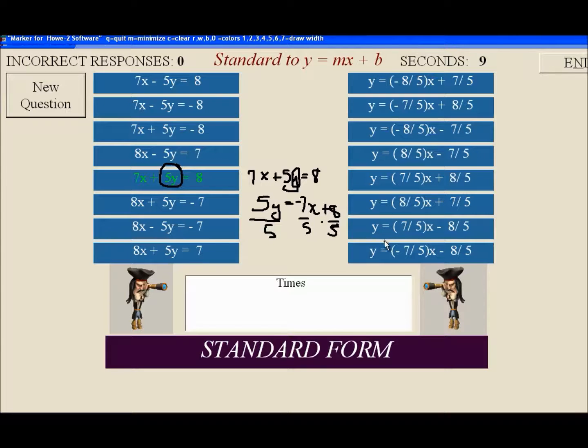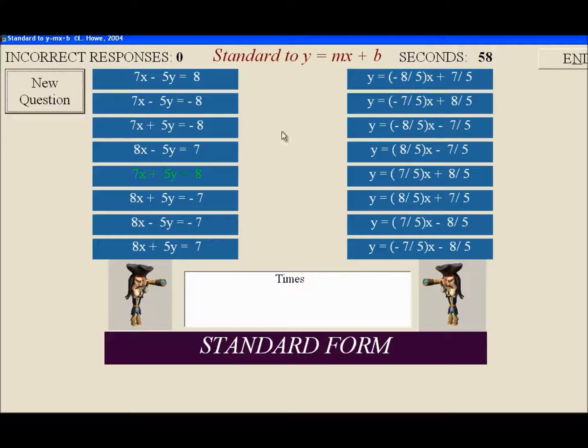So let's see where we have that. Looks like it's right up here. So I'm going to minimize the marker and get this. We've selected this, so this would have to be the matching one, you see. And if I pick the matching one, then it connects.